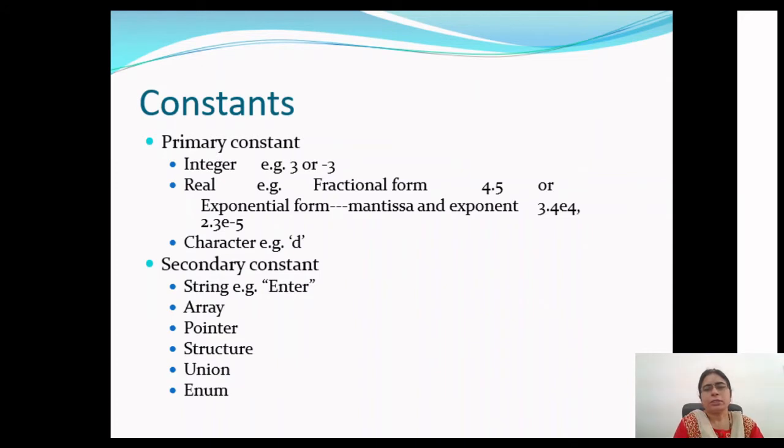Now the secondary constants are related to basically the derived or user-defined data types that we have. So in this, we can have a string constant. Strings are basically sequences of characters enclosed in double quotes. So here I've written an example of a string in double quotes, "Enter". So basically this is a string. We will study these derived types and user-defined types later on. And the constants of this type belong to secondary constants.